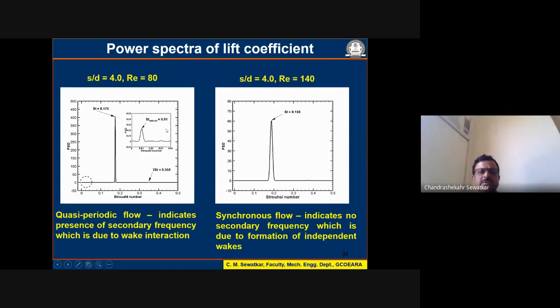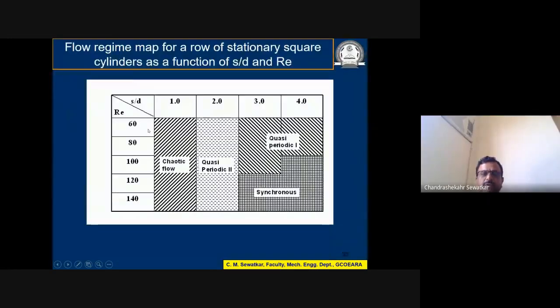Power spectra is nothing but the fast Fourier transform which we have taken to obtain the significant Strouhal numbers, or capture the significant frequencies in the signal. So for quasi-periodic 1 flow, we have a secondary frequency in the flow.